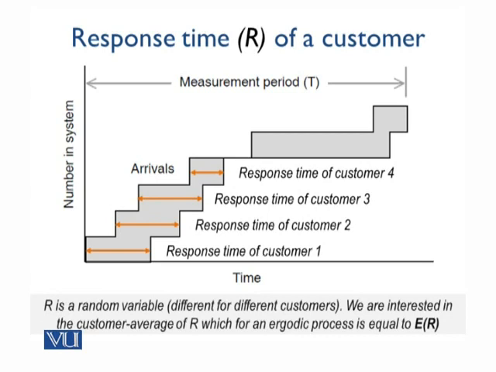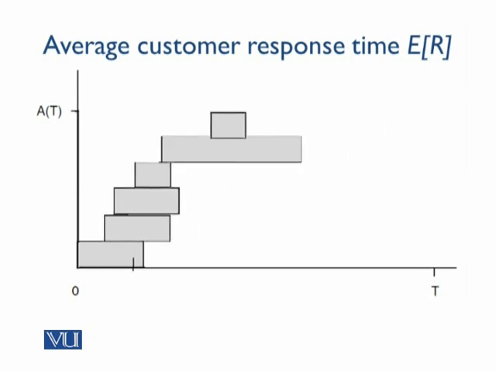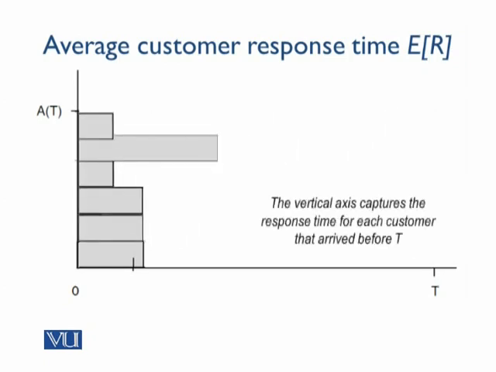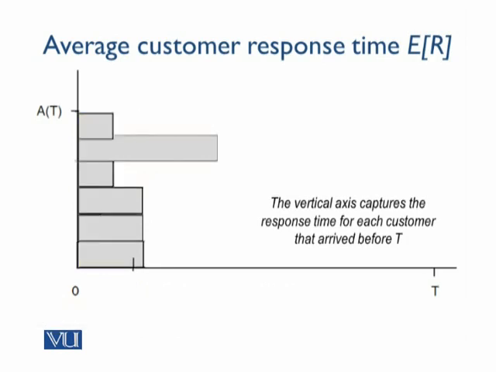So if we want to determine the average customer response time, we can actually take this graph and break it down in a similar way as we've done for the number of customers in the queue, and we align it with the y-axis. Now the vertical axis captures the response time for each customer that arrived before t. So what is the average response time? We can do that by dividing the entire area over the y-axis between the region of 0 to the arrivals till time t, and we get this box.